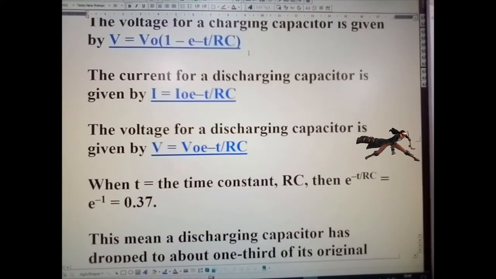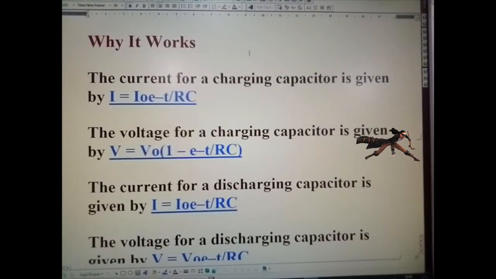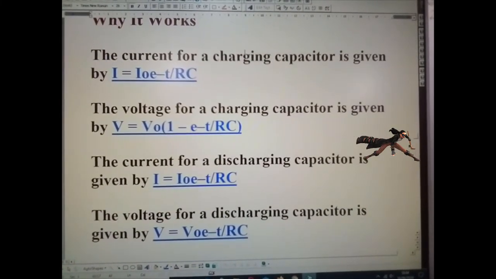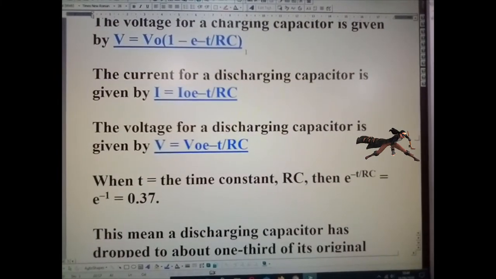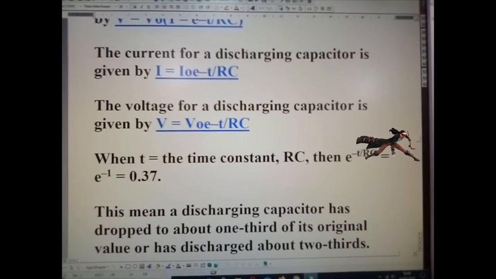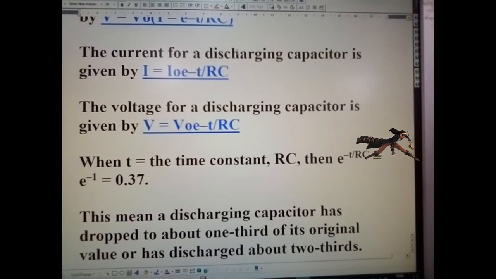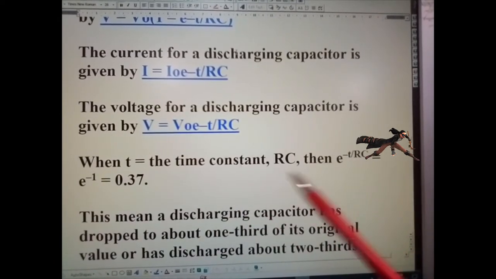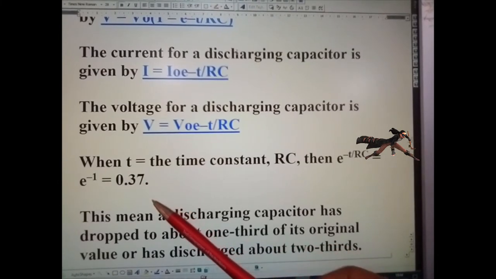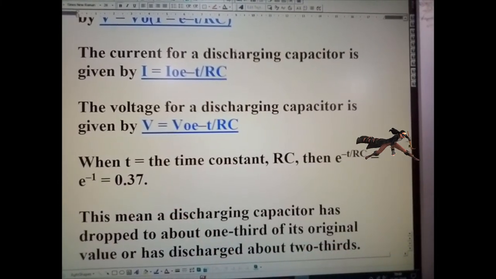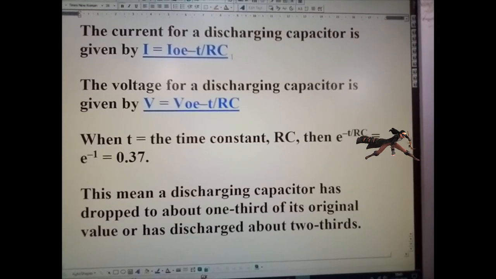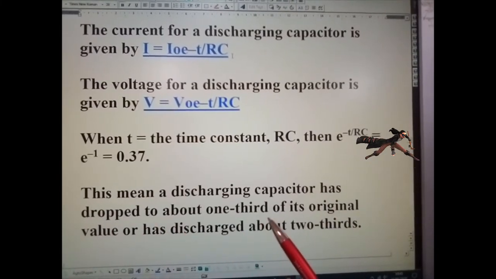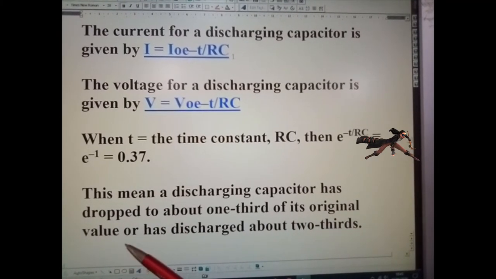So let me just go back up and recap that a little bit for you. When t equals the time constant RC, then e to the minus t over RC equals e to the minus 1 equals 0.37. And that is your value for that. Now, this means a discharging capacitor has dropped to about one third of its original value, or has discharged about two thirds.